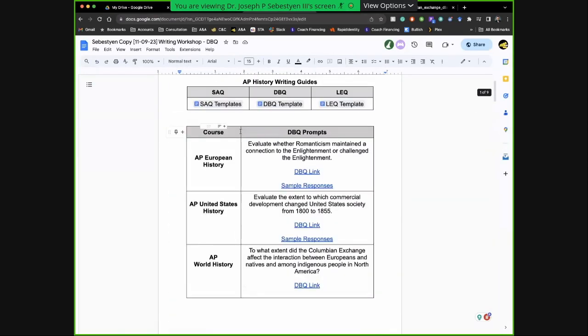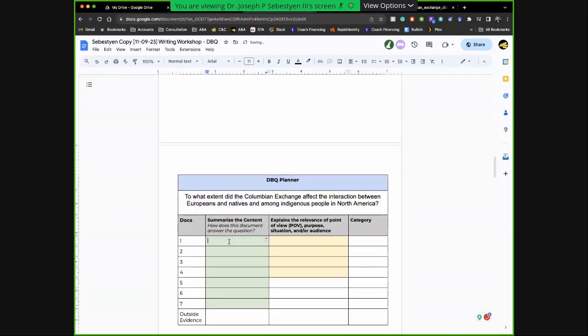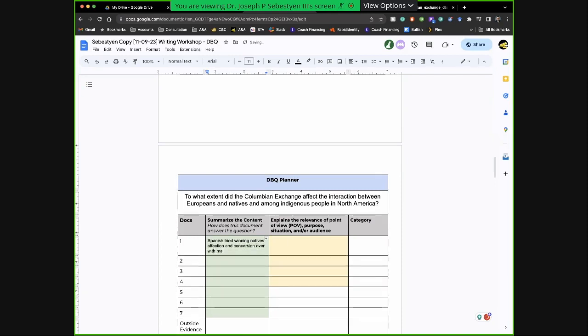World question down here. Affection and conversion, won over with goods. This is from the POV of Columbus. Tried to impress natives with foreign goods. But they also showcased their goods. We don't know a category yet because we have to write all those documents.